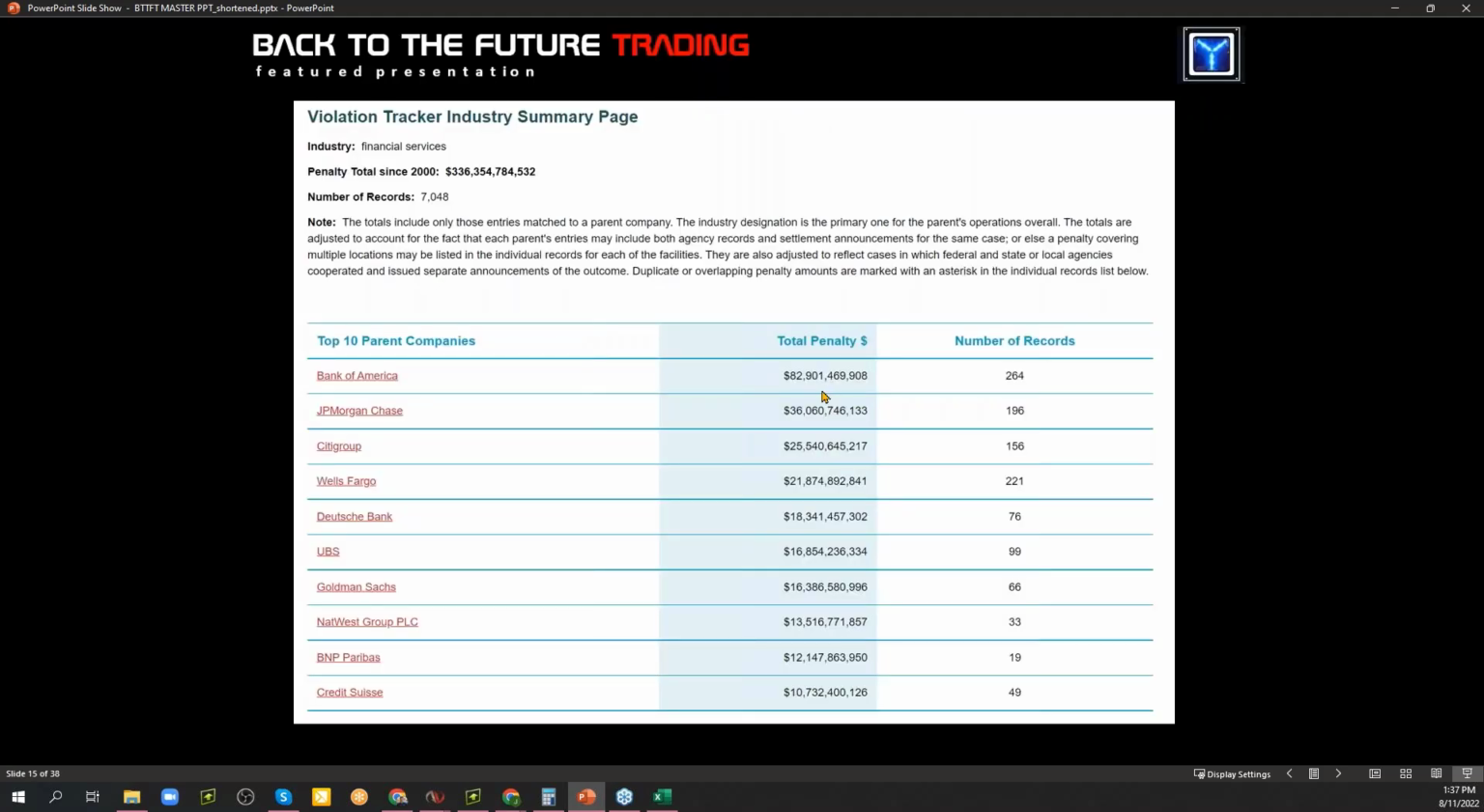This is the Violation Tracker industry summary page. I should find this again and see how much this went up. I think I screenshotted this maybe three or four months ago. Look at Bank of America: $82 billion in penalties, 264 records. Why aren't they just shut down? Why are they allowed to still exist? That's a lot of penalties.